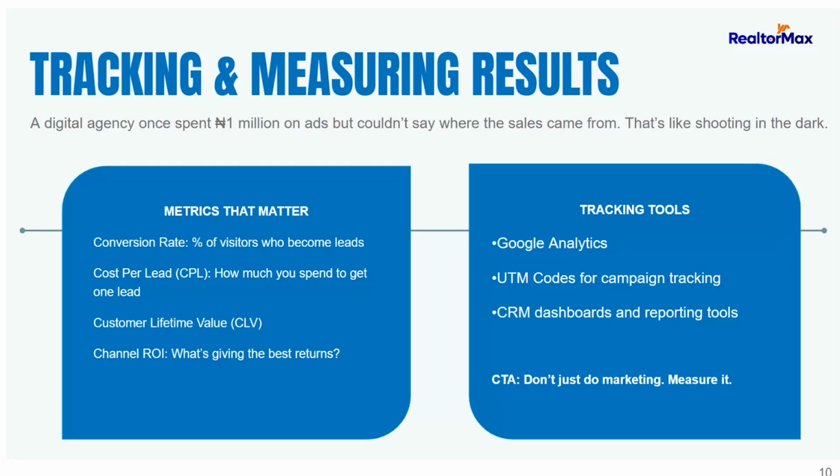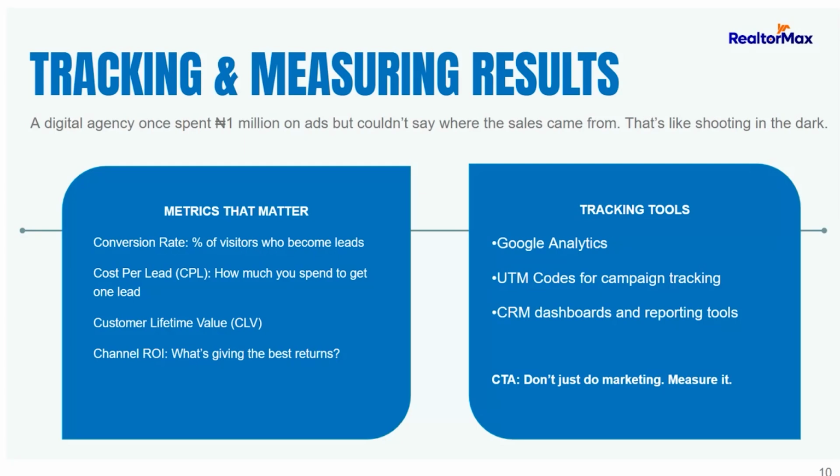These are metrics you can use to track your leads and measure the results. Then those are what you use to measure the results. Tracking tools include Google Analytics and UTM codes for campaign tracking. Yes, when you are creating any campaign, you can add codes to track where your leads are coming from and how they are reacting to your adverts. Then the CRM dashboard and reporting tools. Most CRMs have dashboards. They will report how many people came in, and your activities.